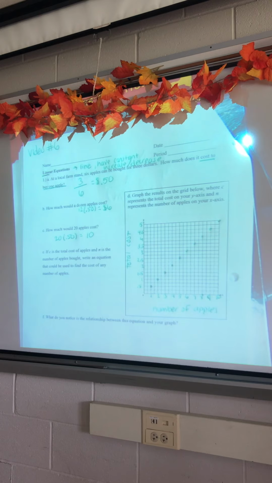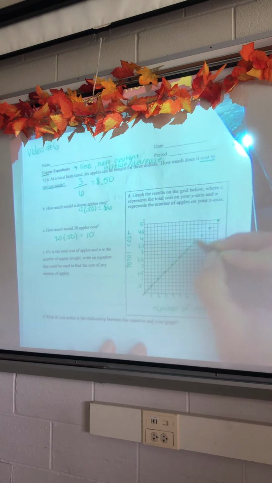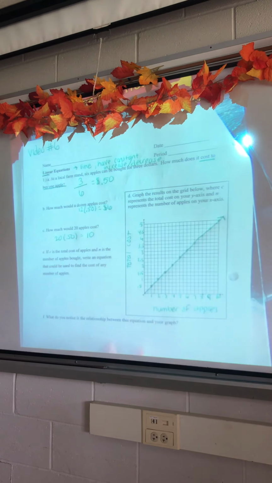And remember, we're talking about linear functions today, so now we're going to create a line. So if I had 0 apples, it would cost $0. And then I'm just going to connect my coordinates. I'm going to put an arrow up at the top there. So there we created a line, which is a linear function, or a linear equation.